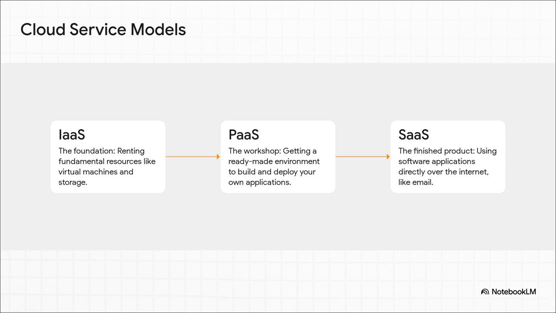Then, one level up, you've got platform as a service, or PaaS. This is like getting a fully equipped workshop. It gives developers all the tools and the environment they need to build their own stuff. And then at the very top of the pyramid is software as a service, SaaS. This is the one you're probably most familiar with. It's the finished product, the apps you use every day, right in your browser, like your email.